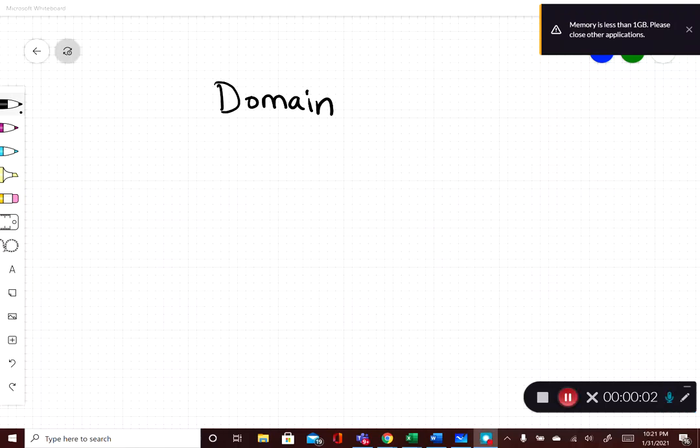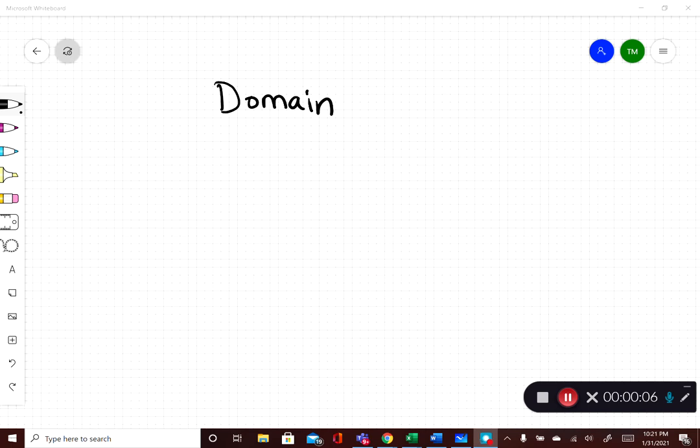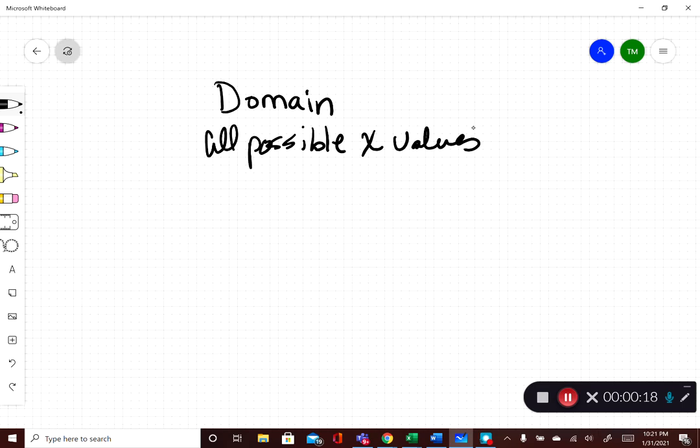Today we are going to talk about the concept of domain. As most of you know, domain is all possible x values. So often when we begin discussing functions, we want to know about the domain of functions. So what we're looking for are all the possible x values that will work within the given equation.